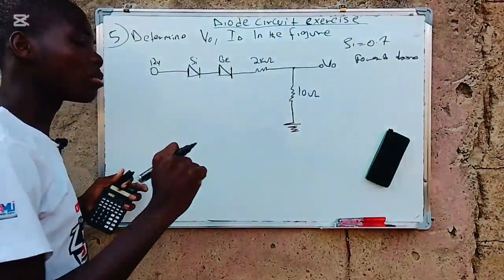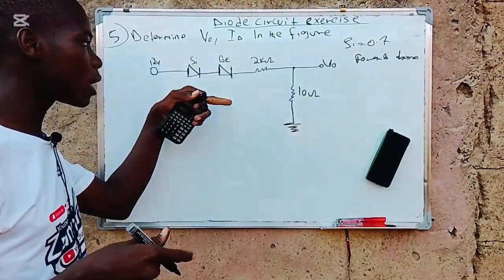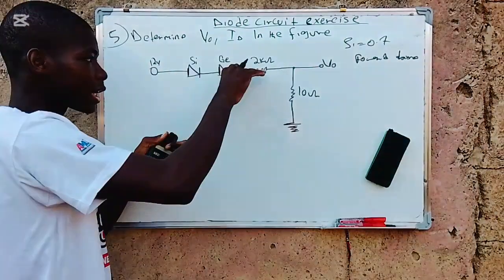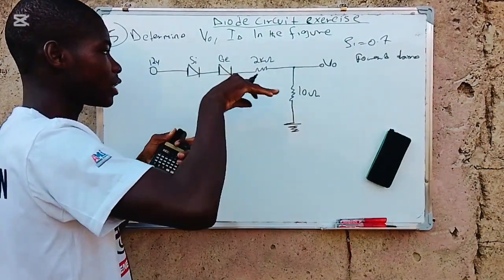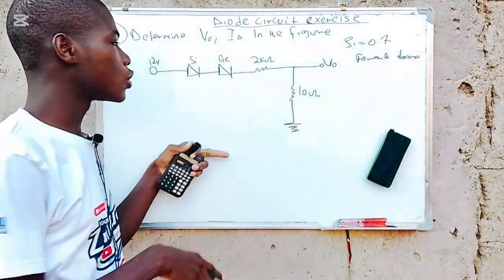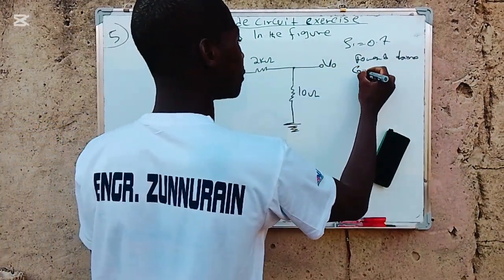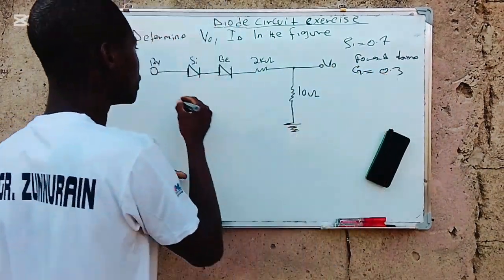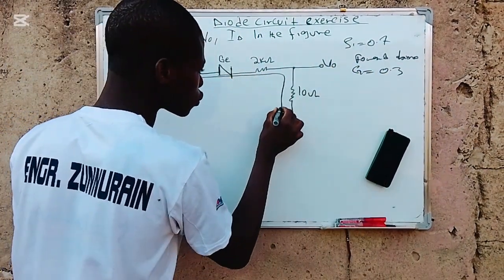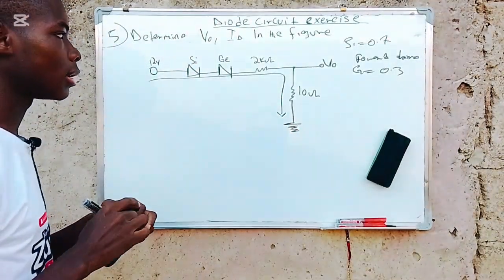If they are reverse bias, it means they are off, but since they are forward, they are on, because they are pointing in that direction. So what is the value for the germanium? The germanium is 0.3. So again, all the way we are going to use the KVL method.